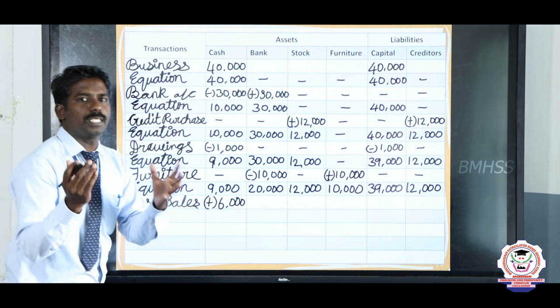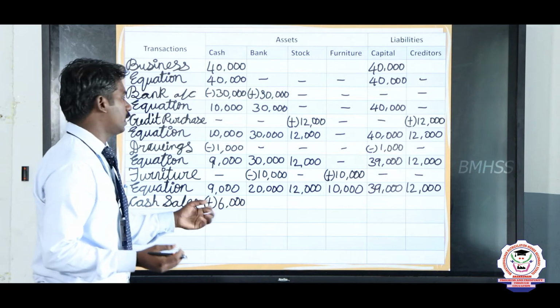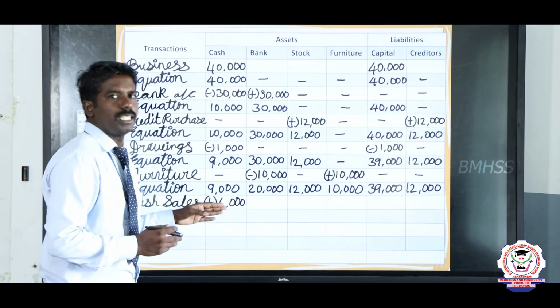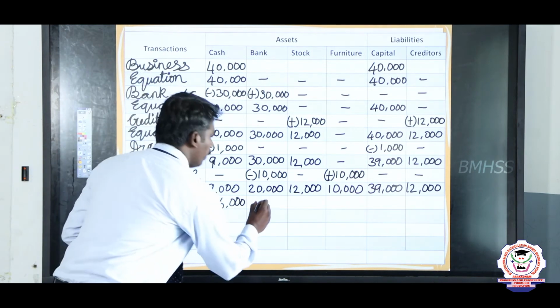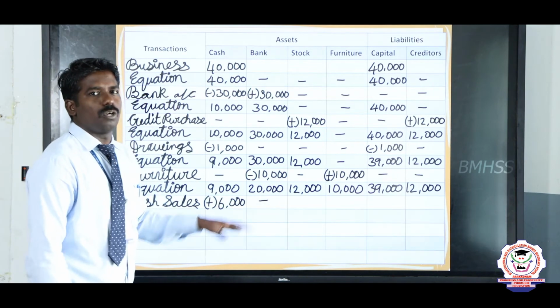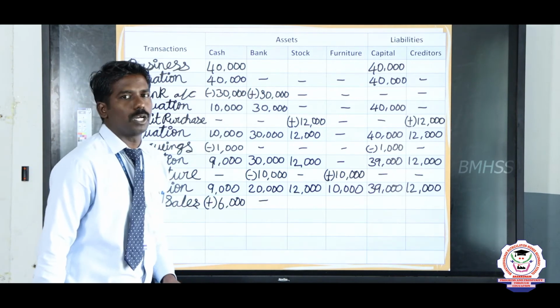So 6,000 rupees cash comes inside the business organization. So write 6,000 rupees in the cash column. Then move on to the bank column. There is no effect in the bank column. Then move on to the stock column.